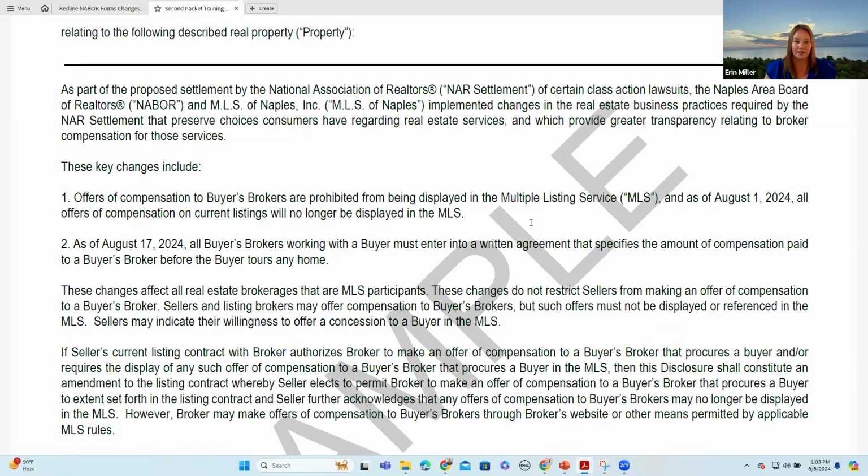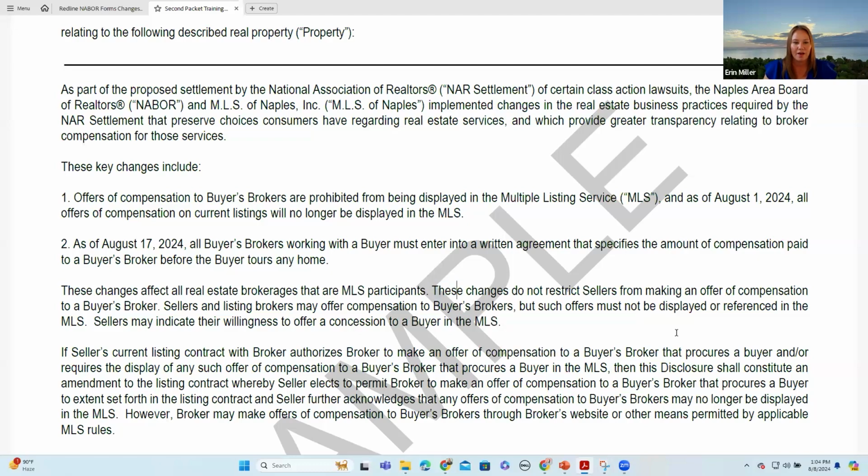Also, number 2, as of August 17th, all buyers brokers working with the buyer must enter into a written agreement that specifies the amount of compensation paid to a buyer's broker before the buyer tours any home. So we're just letting our parties know these changes exist. These changes affect all real estate brokerages that are MLS participants. They do not restrict sellers from making offers of compensation to a buyer's broker.